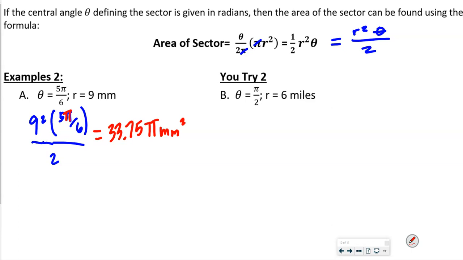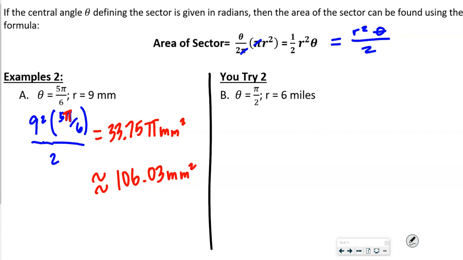And then we're going to multiply that 33 by pi. So our approximate answer is going to be 106.03, again, millimeters squared, okay? So here's our last one. See if you guys can do it.